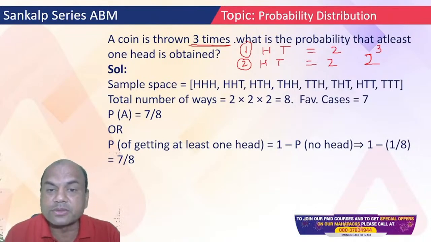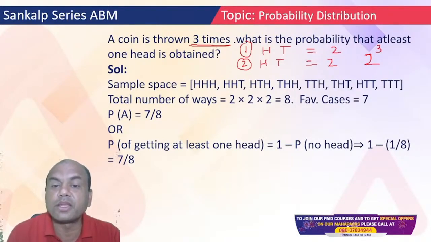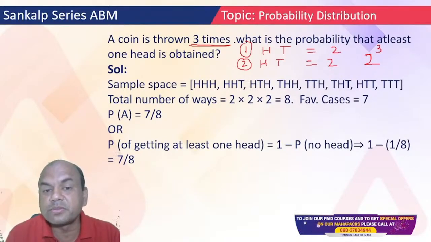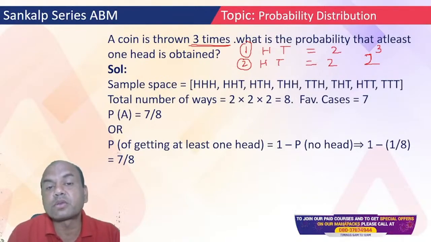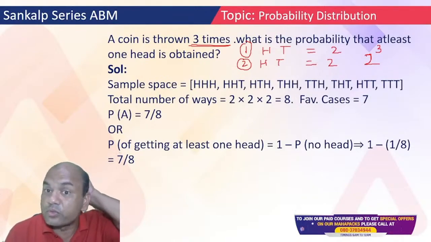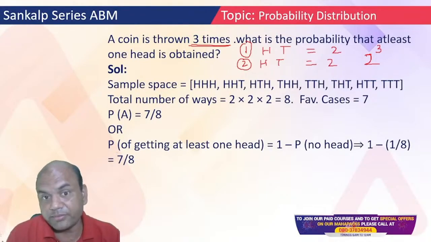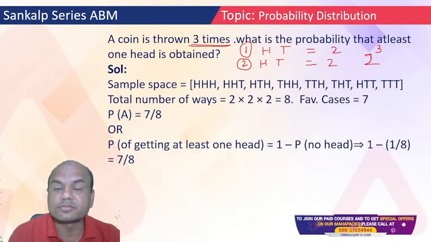Now look at these possibilities. See this, 8 possibilities because I am joining them 3 times. 3 times I am throwing the coin, so there are 8 possibilities available. Suppose if I throw the coin 4 times, then it is 2 raised to 4, 16. Okay, so now find the answer.